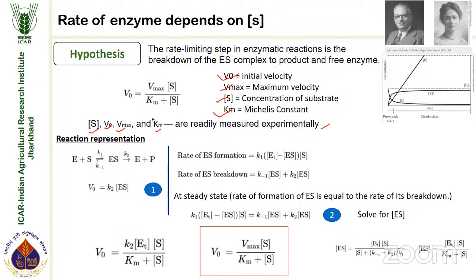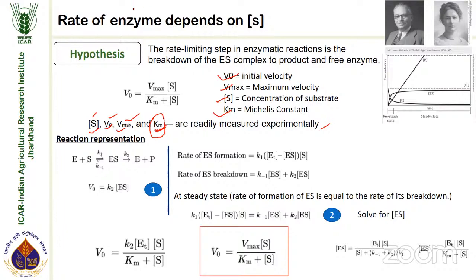So if a new enzyme is there, you can know the substrate concentration, the initial velocity, and the maximum velocity, so you can easily find out what the Km is. Km is an inherent property of that enzyme. It is the Michaelis constant, and it is an inherent property of that enzyme at that particular condition. Condition means temperature, pressure, buffers, pH, and other things.